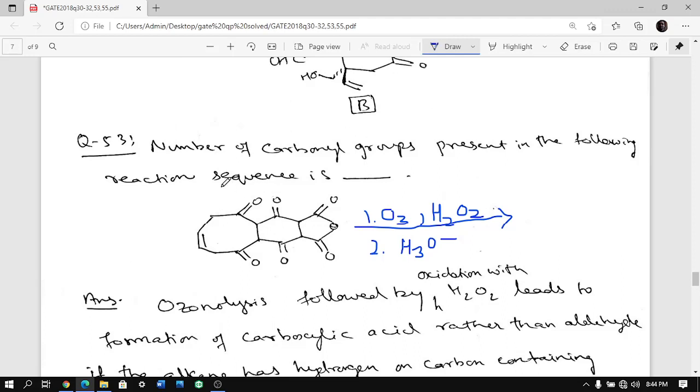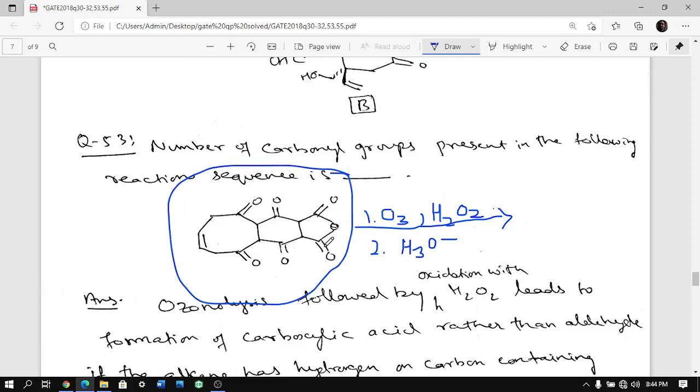Next question. The number of carbonyl groups present in the following reaction sequences. So you are having this interesting molecule. This part you can see, this is anhydride. When two acids react and water is lost, you get anhydride. So how is anhydride formed?